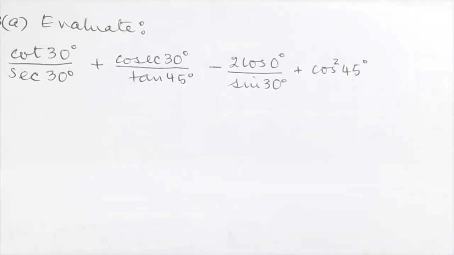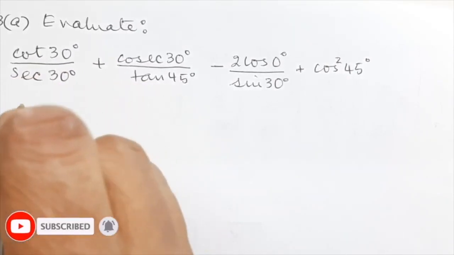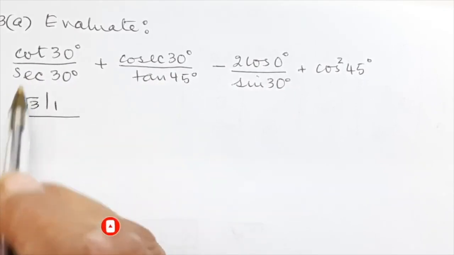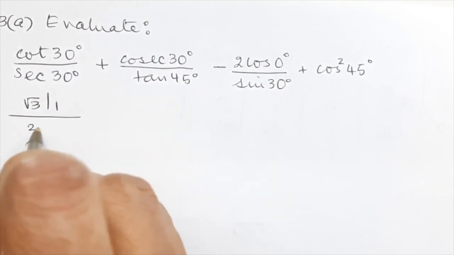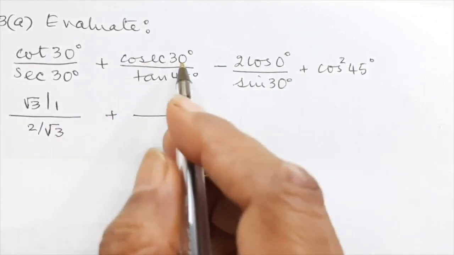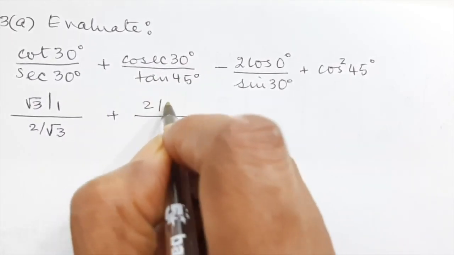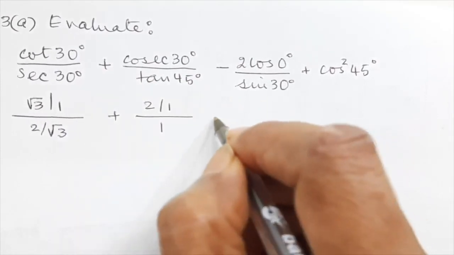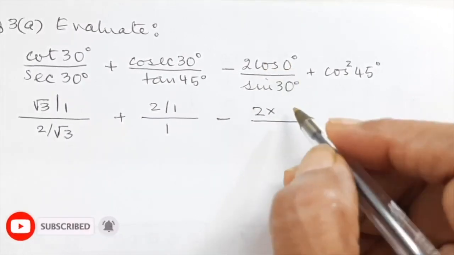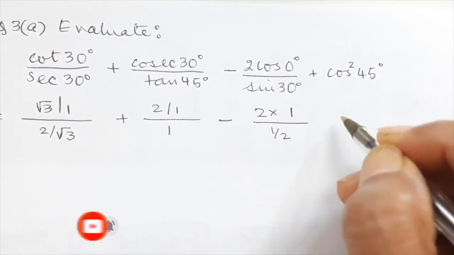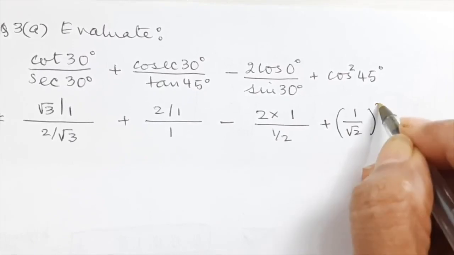Let us come to our question number 3. Now tan 30 is 1 upon root 3. And so cot becomes root 3 upon 1. Sec is 1 upon cos. Cos 30 is root 3 upon 2. So sec becomes 2 upon root 3, plus cosec is 1 upon sine. Sine 30 is half. So cosec becomes 2 upon 1. Tan 45 degrees is 1, minus 2 multiplied by cos 0 is 1. So 2 into 1. Sine 30 is half, plus cos square 45. Cos 45 is 1 upon root 2 and that whole square.